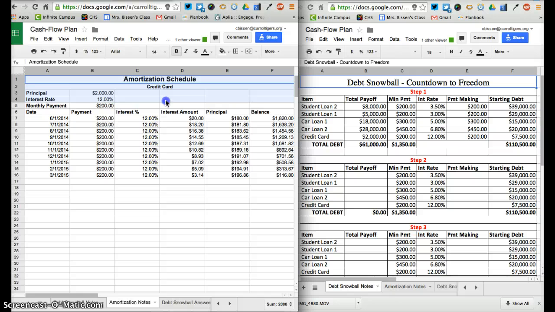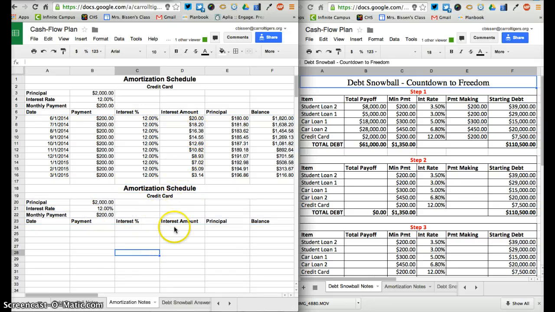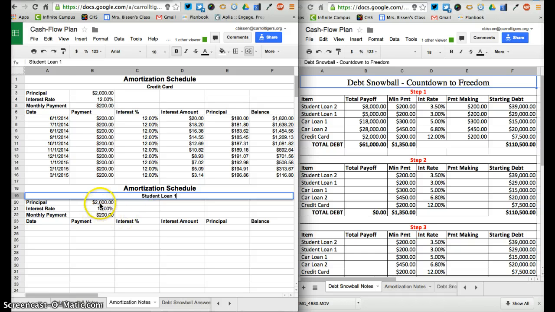So what you should do next is highlight all the way from your amortization, oops, to row 6 and copy, and then skip a line and paste. Okay? So we're ready to pay off our next debt. So our next smallest debt is student loan 1. So where this says credit card, I'm going to write in student loan 1, and then I need to go in and put in the information that it's telling me. So I had, oops, a $5,000, not $500. $5,000 principal, 3% interest rate, and $200 monthly payment.